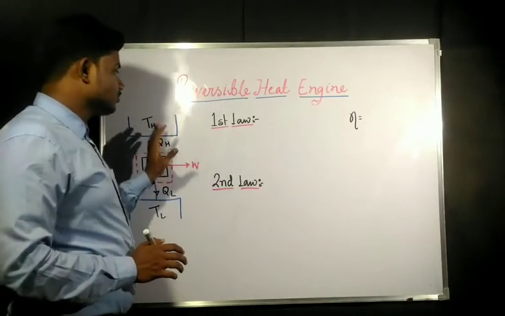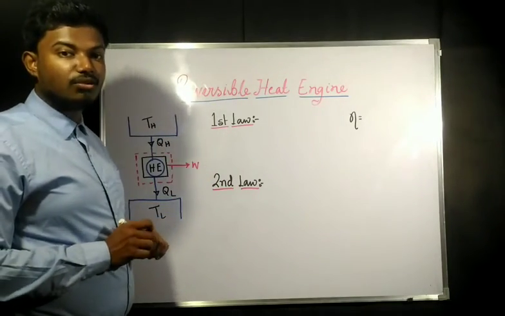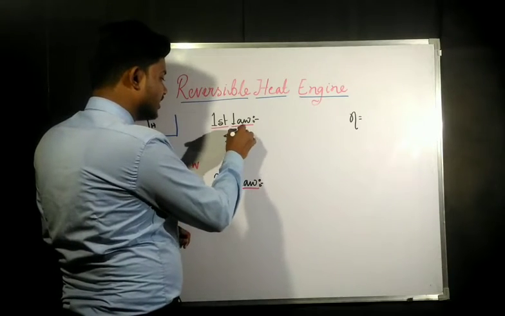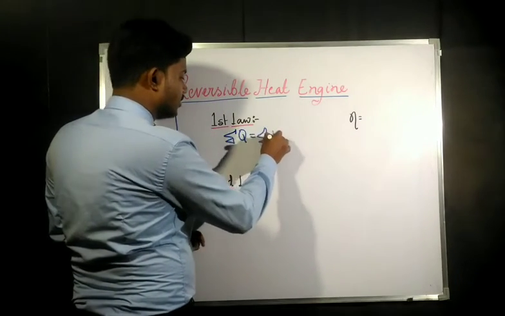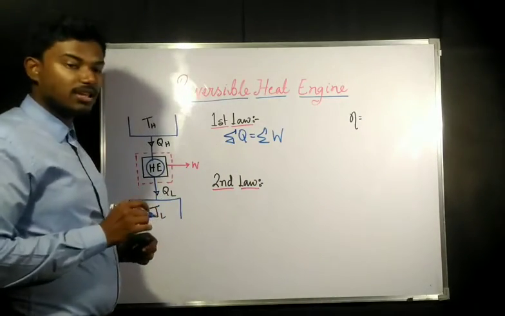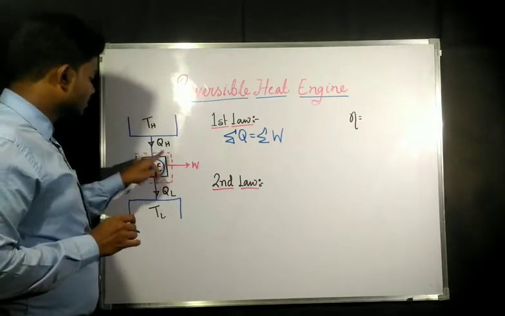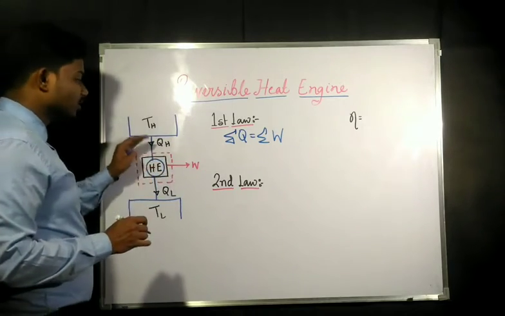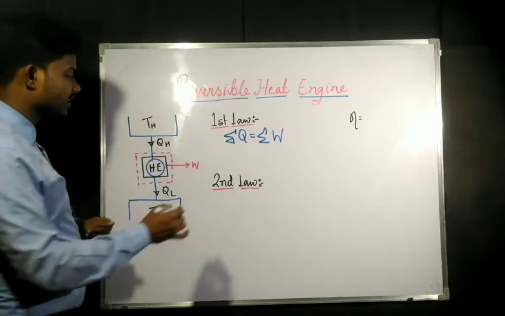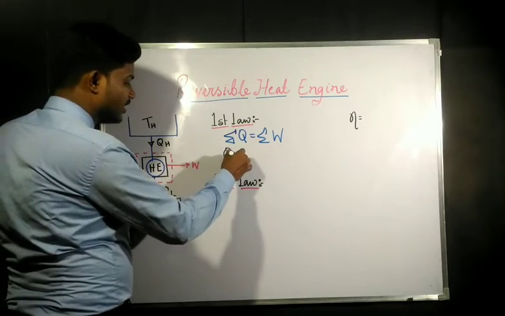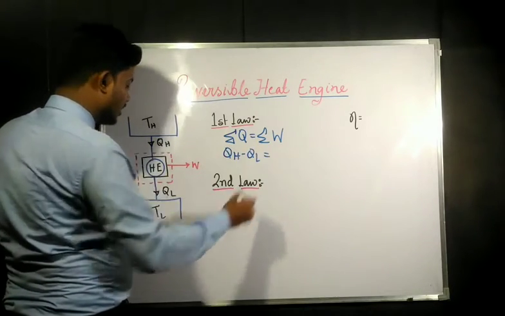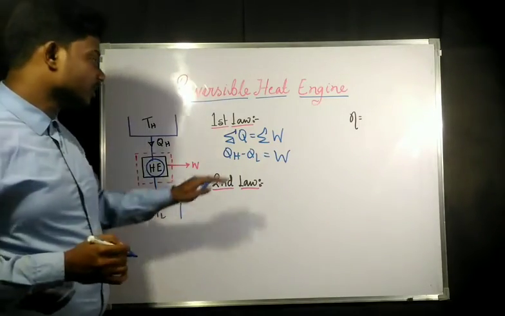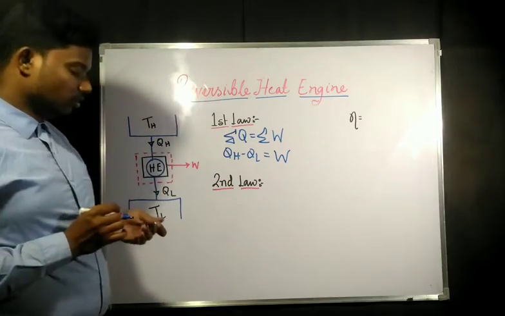Now let us apply the first law. According to the first law, we know that for a cycle, summation of q is equal to summation of w. Here a cycle is continuously running, so from this cycle, the heat interaction is going to be QH minus QL, and the work interaction is going to be W. So from the first law we know this.